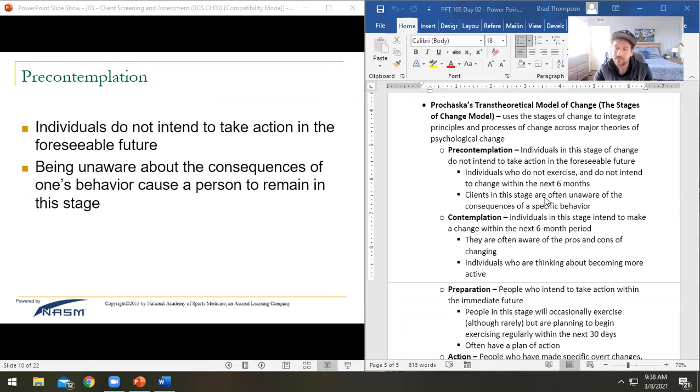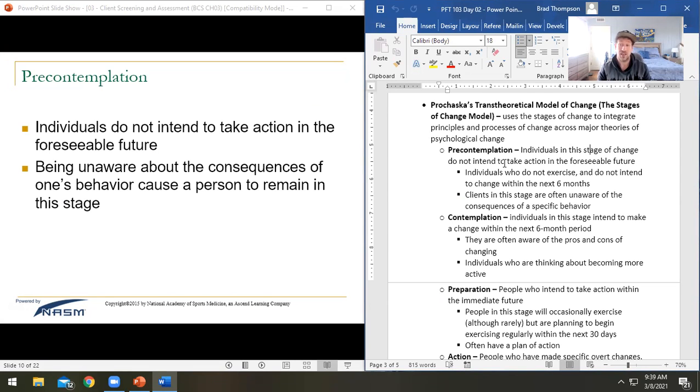So pre-contemplation. Clients who are in the pre-contemplation stage are individuals who have no intention of making a change in the foreseeable future. If you were to come to me and say, hey, Brad, we're going to make you the most successful NASCAR driver in the world, you've got to start training to be a NASCAR driver, and I'm like, what? Never even watched. No, nope. Not interested.